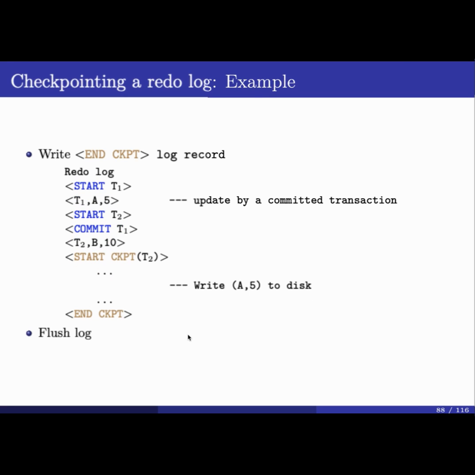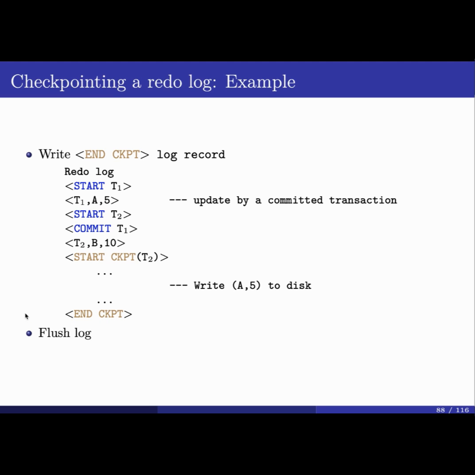Then wait until all the changes modified by committed transactions are written. First, how many committed transactions do we have? We have only T1. What did T1 do? It modified some database elements before the start checkpoint, for example A, B, C, D, whatever. I'm not going to add the end checkpoint until the system issues the output for A, output B, output C, whatever database elements were modified by this transaction. Then after that, I put the end checkpoint, and then I flush the log.